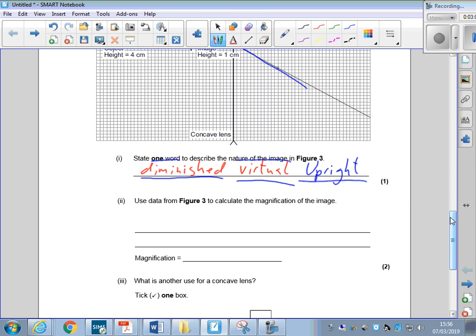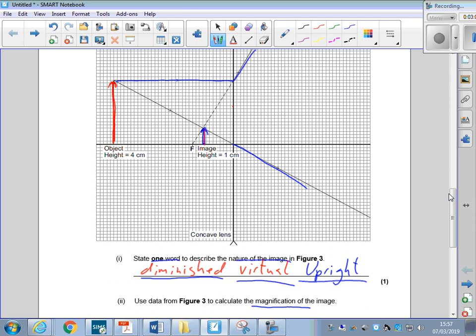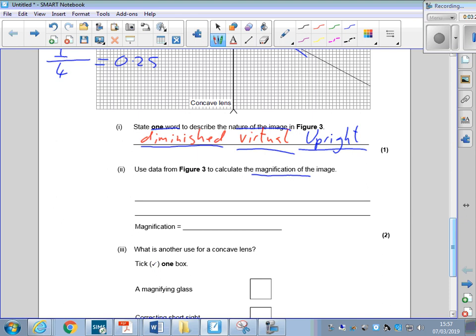Okay, so looking at this, can we calculate the magnification? How many times bigger is the image? Well, if we look, it's not bigger. If this was bigger, we would say, okay, what is this size divided by this size? But actually, it's smaller. We can do it the same way. We can say our image is 1 centimeter, and we divide it by the original size, so it's a quarter. It's 0.25. The magnification is 0.25. 1 divided by 4, 0.25. The image is a quarter of the size of the object.